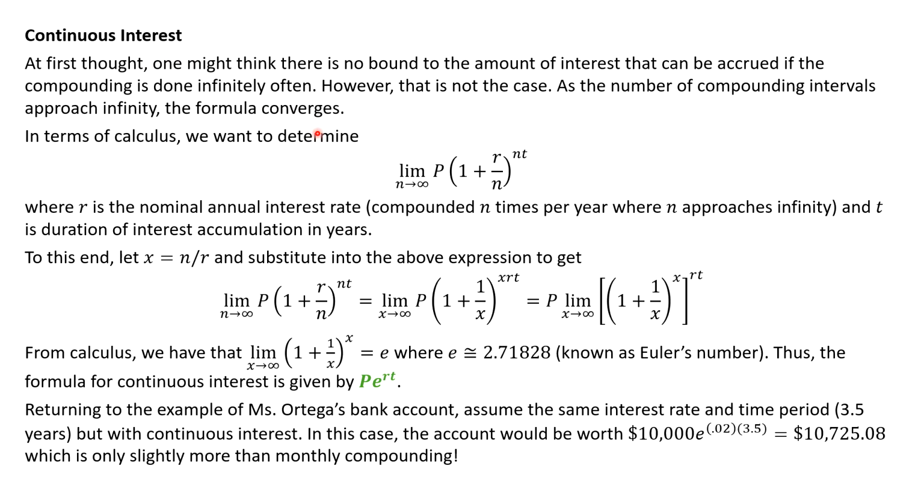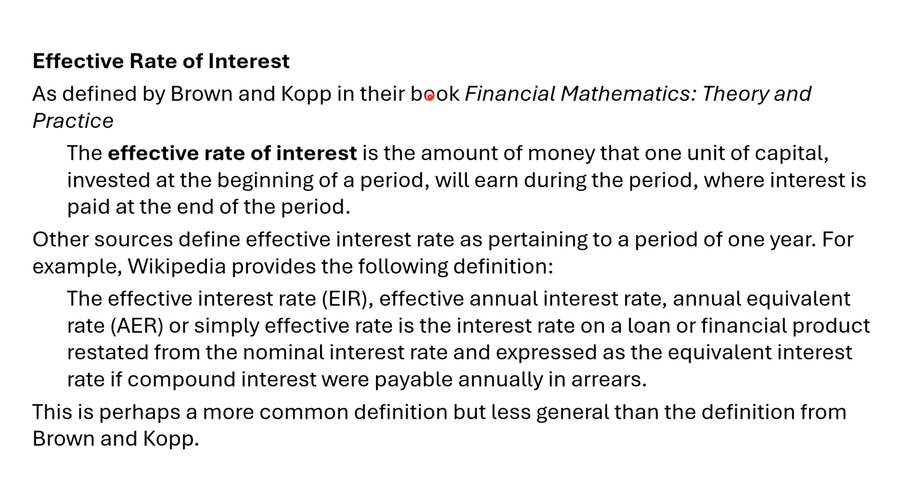So now we've covered three different types of interest rates, and I want to talk next about effective interest rate. For the remainder of this lesson, I want to talk about effective rate of interest. I have a couple of definitions here. As defined by Brown and Kopp in their book Financial Mathematics, Theory and Practice, I referenced this in the overview to the playlist if you're interested in this book. They say the effective rate of interest is the amount of money that 1 unit of capital invested at the beginning of a period will earn during the period, where interest is paid at the end of the period.